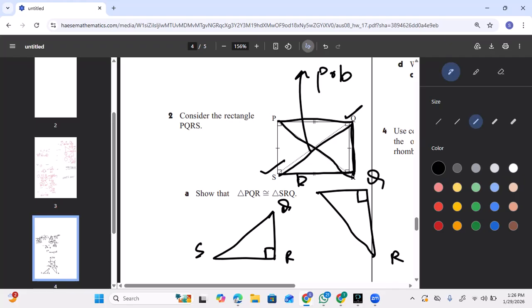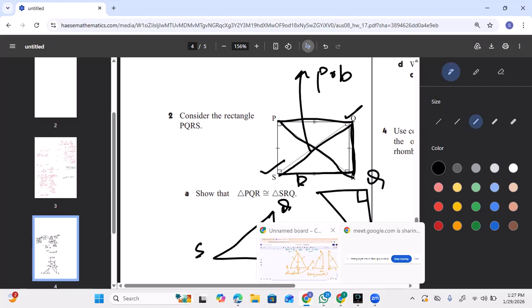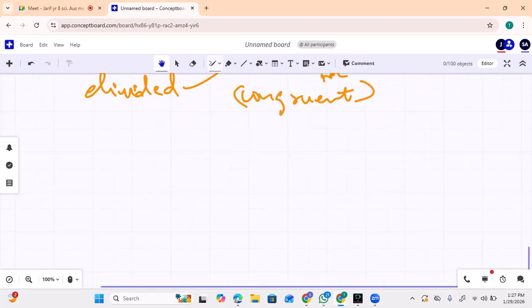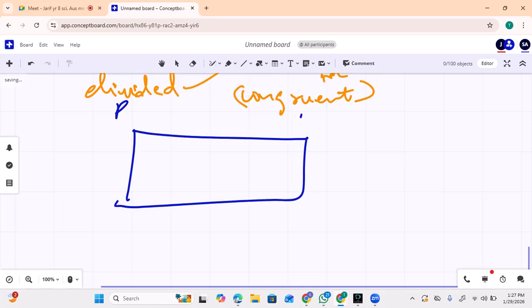So if we look at this, we have the angles at Q and S divided. Then, because there's not enough space here, I'll come on the board and write this question again, because we have a rectangle PQRS, and the bisector basically came from here. So this was the bisector which bisected this whole rectangle into two triangles again.